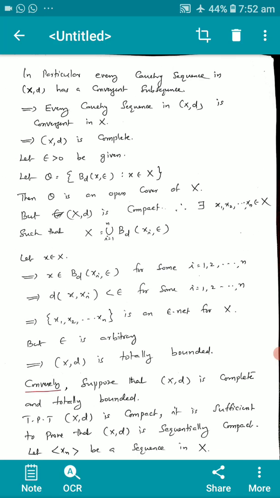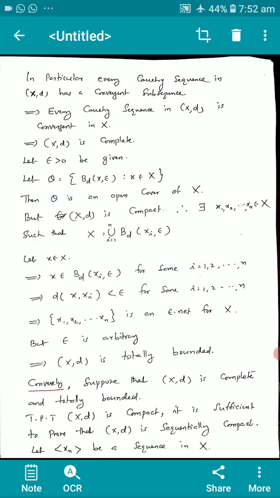Let epsilon greater than 0 be given, taking theta equal to the collection of all such balls B(x, epsilon), x in X, then theta is an open cover of X, but X is compact, therefore there exist x1, x2, etc., xn in X such that X equals the union, i equal to 1 to n, of what? These balls, B(xi, epsilon). Let x in X, then x is in B(xi, epsilon) for some i equal to 1 to n. What does it mean?